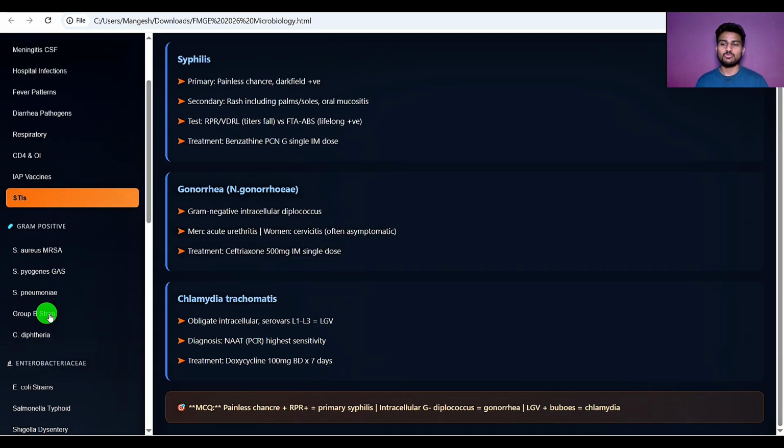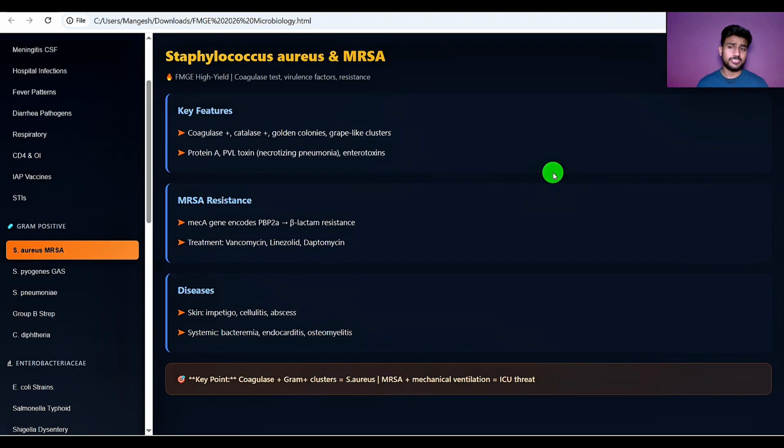So let's move towards the gram positive section. The very first thing that we have in the gram positive section is Staphylococcus aureus or Staph aureus, and MRSA, that is methicillin resistant Staph aureus. This is a very high-yield topic because Staph aureus is the most asked bacteria in recent exams, let it be INI-CET or FMGE or any other exam. So this is the most focused organism, so that's why you have to remember all the information related to this bacteria.